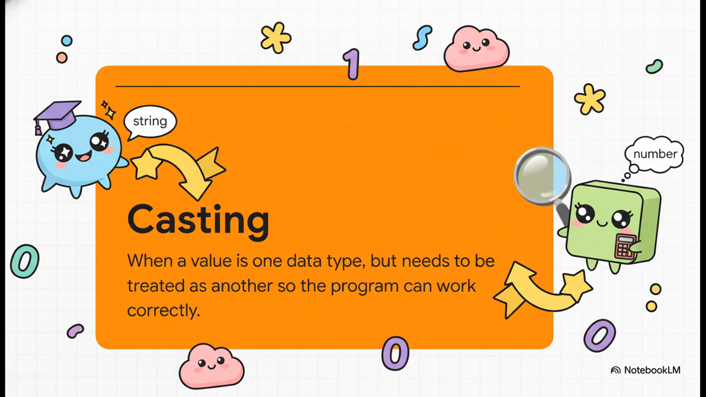And that's really what it is at its core. Casting is just the process of converting a value from one data type, like a string of text, into another data type, like a number. The really key thing to get here is that we're not changing the data itself. We're just changing how the computer treats it.